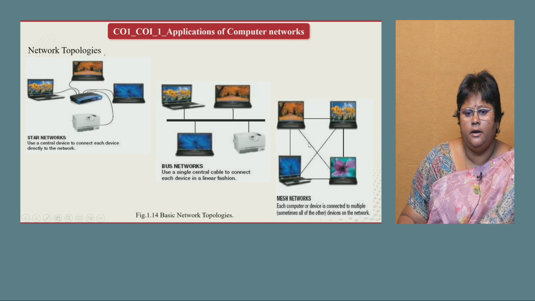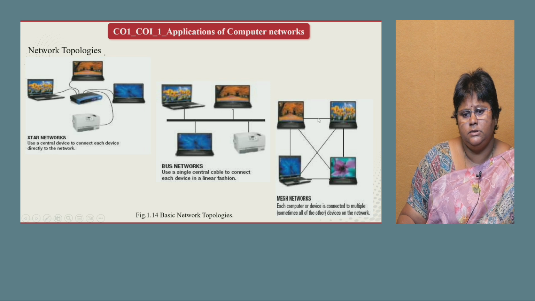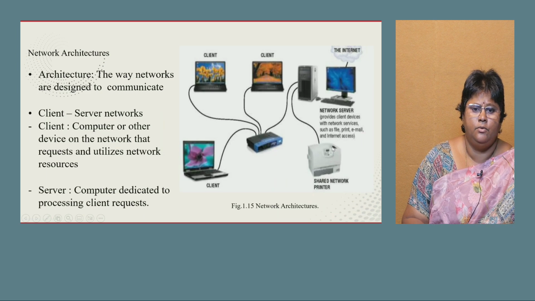Here each device is connected to all the devices. So you can see, let us take devices A, B, C and D. Device A is connected to B, C and D, device B is connected to A, C and D, device C is connected to A, B and D, and device D is connected to A, B and C. All devices are interconnected to each other, and here troubleshooting is a little bit difficult because more cables will be there. But this type of structure we use in local area networks or WAN topologies, where we want to communicate with different networks.